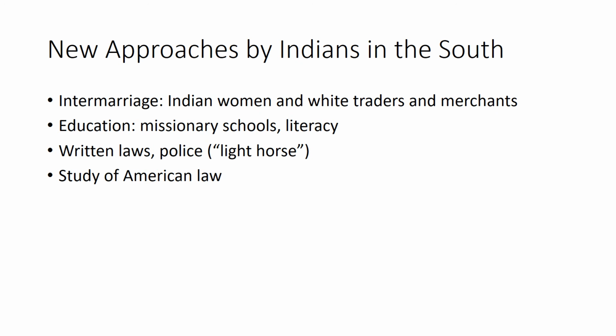They started to have written laws. And once they had written laws, instead of blood vengeance, they also established their own police forces that were called the Light Horse, or the Light Horse Patrol. Cherokees had them, Creeks had them, Choctaws, Chickasaws, Seminoles had them. Their own police forces.